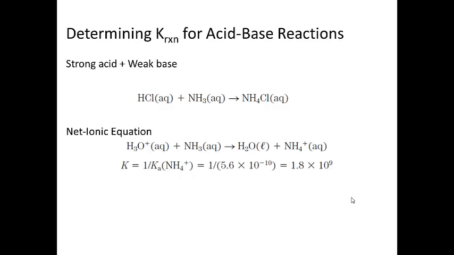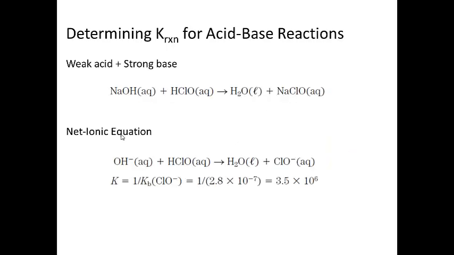If we now look at a typical strong acid, weak base reaction, we'll look at HCl reacting with ammonia. If you do the net equation for that, it's hydronium ion reacts with ammonia to make water and ammonium ion. If you notice, this reaction is the reverse of the Ka reaction. The reaction defines the Ka of ammonium ion. So because it's the reverse reaction from the ammonium ionization reaction with water, the K for this reaction is 1 over the Ka. So if we substitute in the Ka for ammonium ion, 1 over that, we come up with a K for this reaction of 1.8 times 10 to the 9th. Again, a very large value, and the reaction will go to completion.